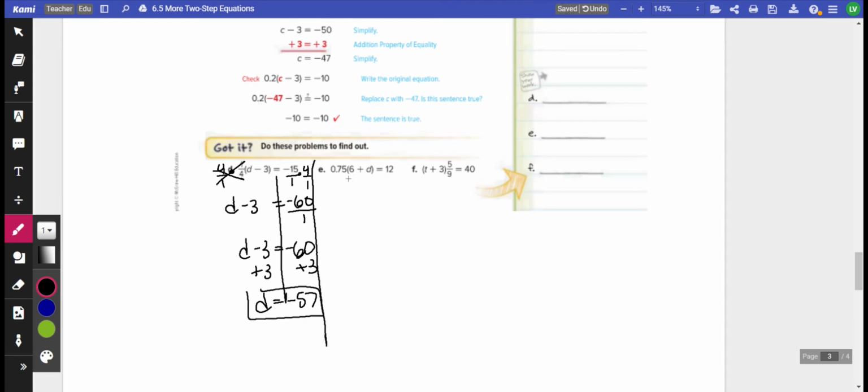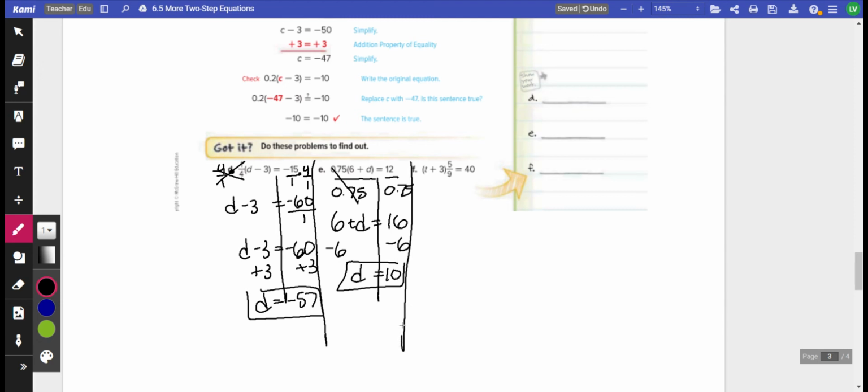Letter E. I'm going to take 75 hundredths and divide both sides by that. That leaves my right side with 6 plus d. Which equals, and I should have extended my equal sign, that equals 16. Now I'm going to subtract both sides by 6. I get D equals 10. You can absolutely check your work to make sure it's correct. Actually, let me change the color of these lines.